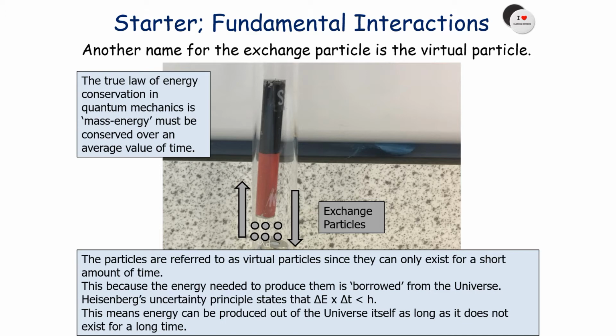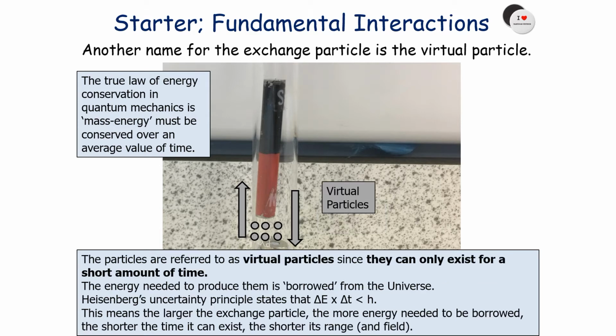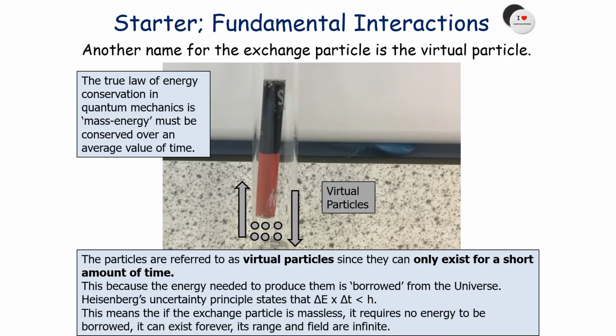Now Heisenberg's uncertainty principle states that pretty much the bigger the energy needs to be borrowed, the shorter the time it can exist for. So what this means is the larger the exchange particle, the more energy is needed to be borrowed from the universe, the shorter the time it can exist, so the shorter its range and therefore the size of the field. So if the exchange particle is massless, it requires no energy to be borrowed, so it can exist forever, so its range and the field it produces are infinite.